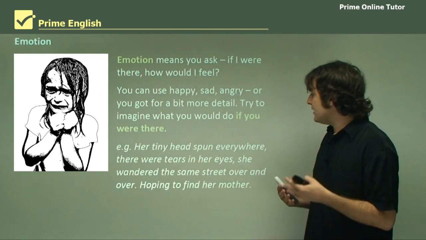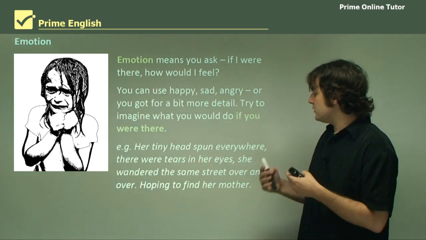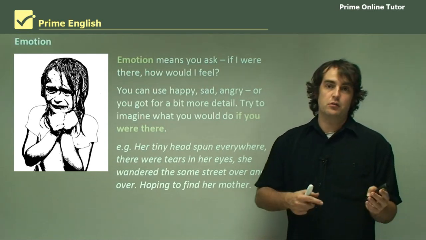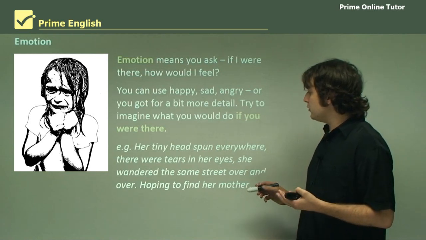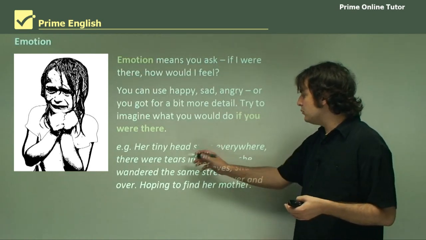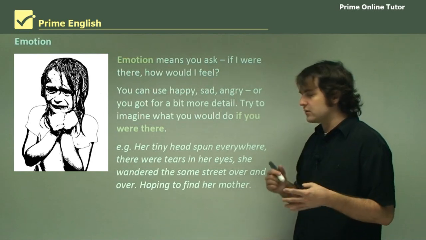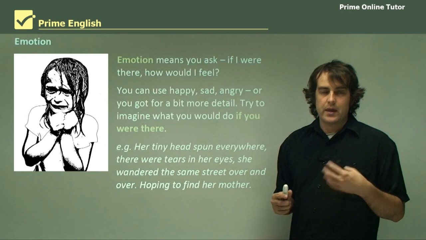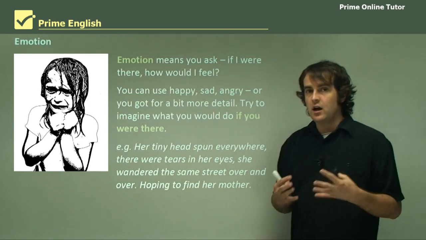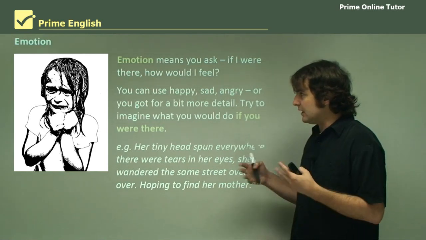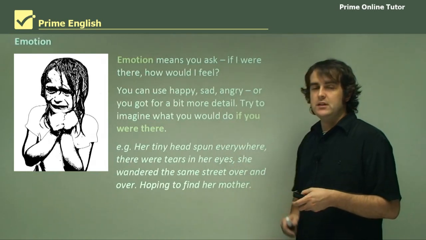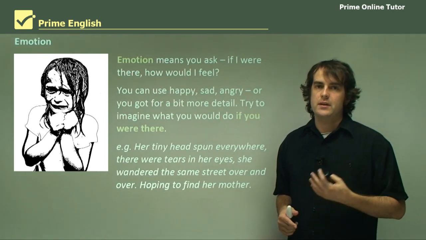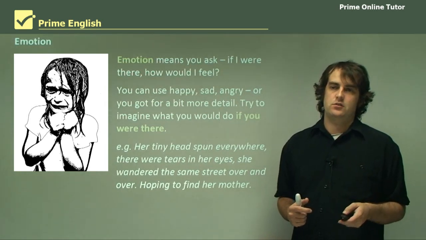So her tiny head spun everywhere, there were tears in her eyes, she wandered around the same street over and over, hoping to find her mother. So if you were looking for your mother and you were 5 years old, then you probably would have your head spinning around everywhere. You probably would have tears in your eyes. You probably would be wandering the same street and being really upset and really angry and sad that you can't find her. So that would be how you would feel, and that would be how you would describe it. So you'd describe it how you would feel in that situation, or you'd describe it how you might imagine another child would feel in that situation.